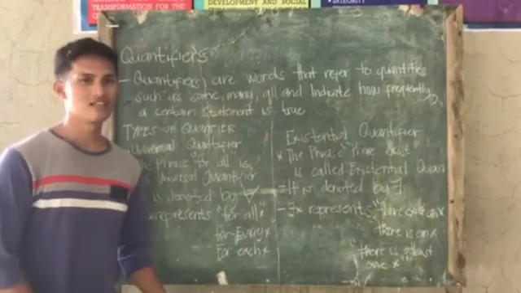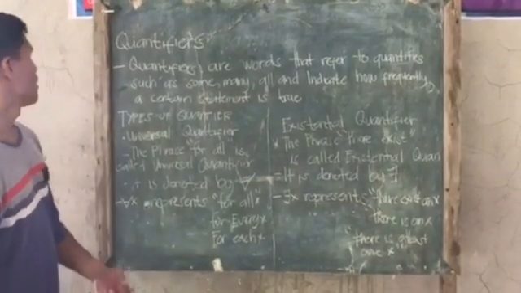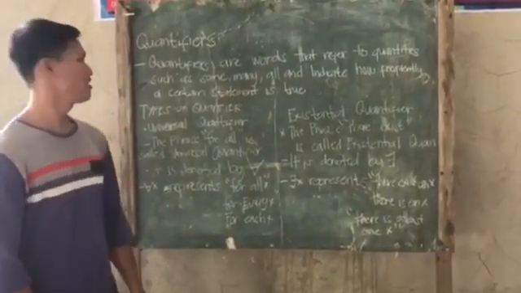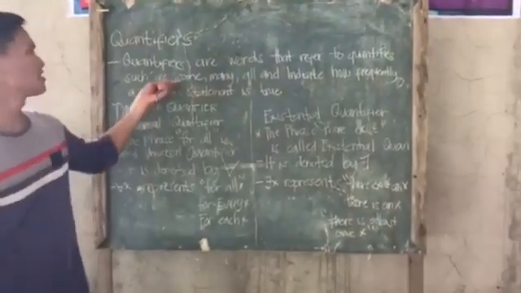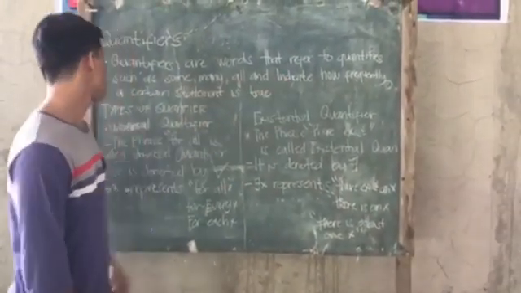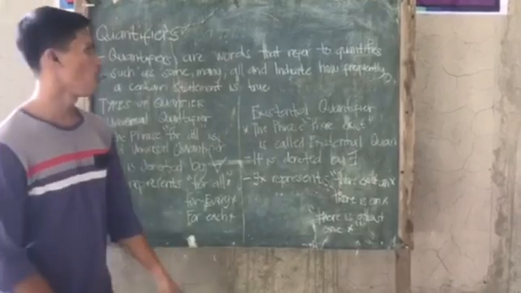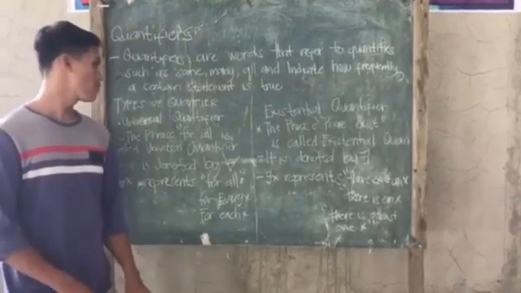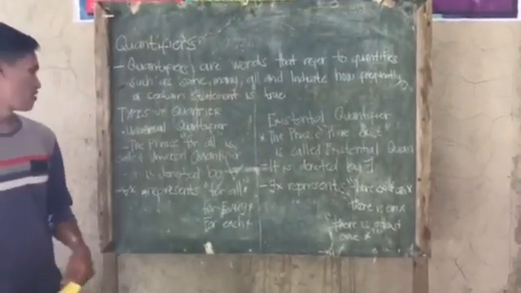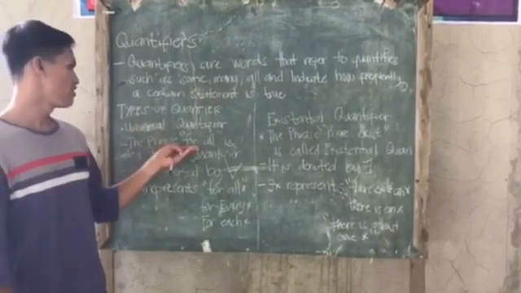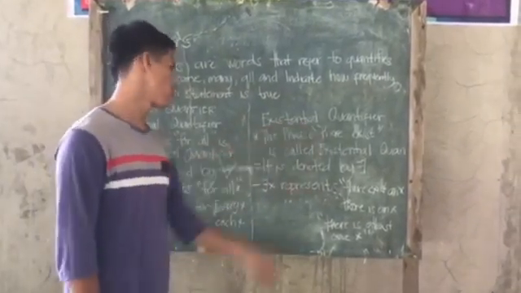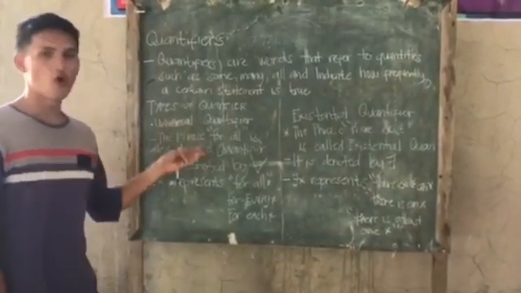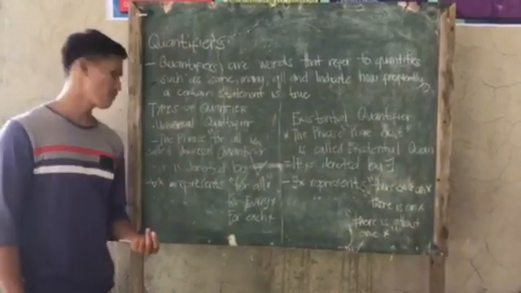Good day, everyone. In this lesson, we will discuss the logical equivalences involving quantifiers. So first, let us define what quantifiers are. Quantifiers are words that refer to quantities such as some, many, all, and indicate how frequently a certain statement is true. So we have two types of quantifier. First, we have the universal quantifier, and the second is the existential quantifier. So what is the universal quantifier? The phrase for all is called the universal quantifier.